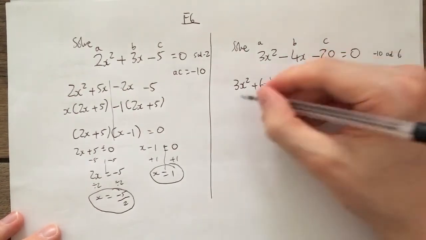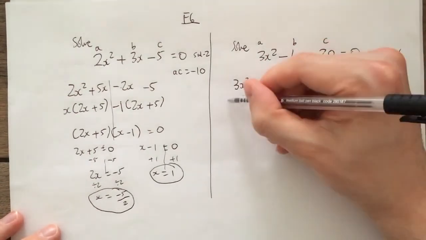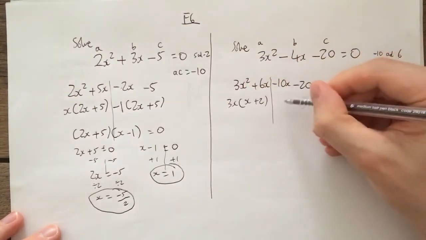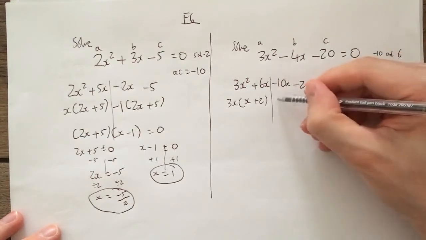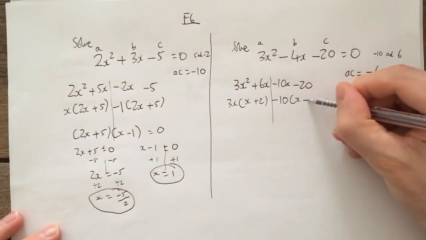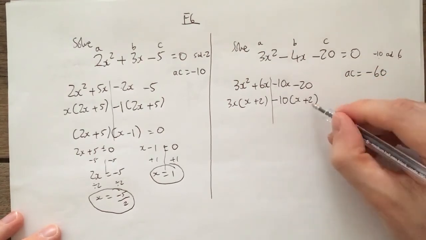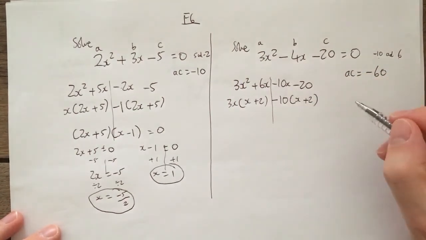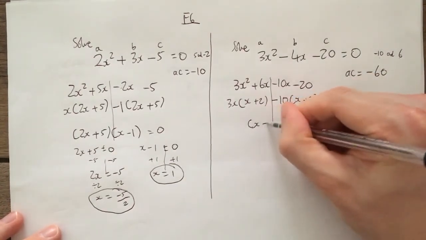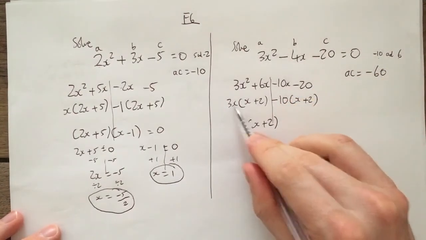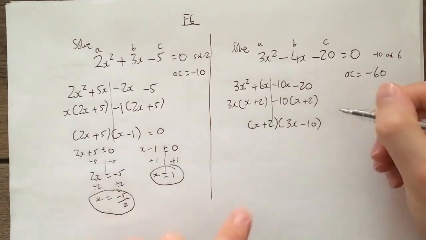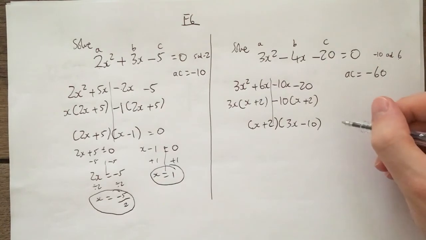I want to factorize it. So what's in common with these two? 3x, x plus 2. And then what's in common with these two? Minus 10, x plus 2, remember, because negative 10 times positive 2 is negative 20. Ideal, both of these are the same, which I wanted. So it'd be x plus 2. And then I've got the leftover ones, so 3x minus 10. That would be it if the question was to factorize it.